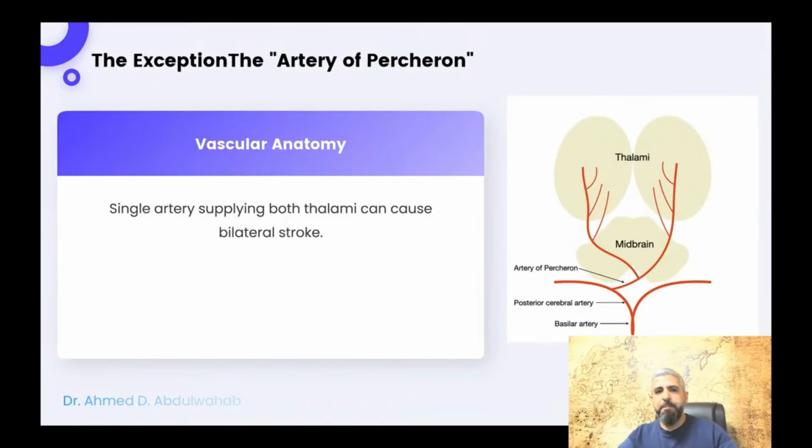It is the artery of Percheron. It is a single artery supplying both thalami that can cause bilateral stroke. If one clot came here, the clot will kill both thalami. But there is another suspect that also loves thalami, and it's a vein. Can you guess what the other suspect is?